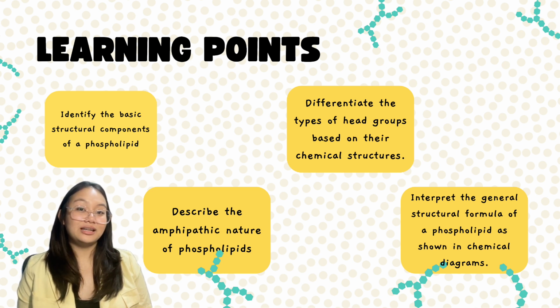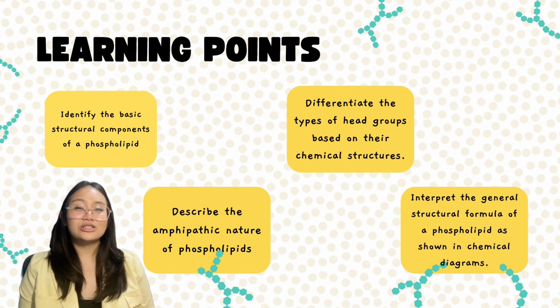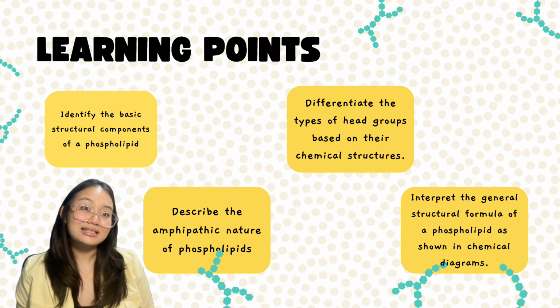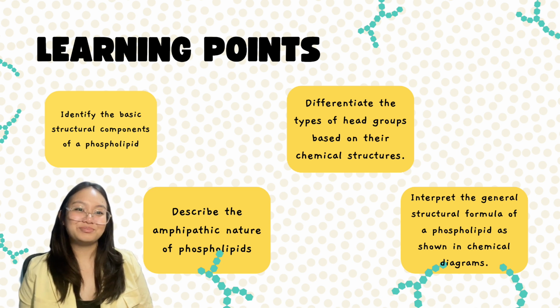of a phospholipid. Second, describe the amphipathic nature of phospholipids. Third, differentiate the types of head groups based on their chemical structures. And fourth, interpret the general structural formula of phospholipid as shown in chemical diagrams. And keep these outcomes in mind since we'll revisit them later at the end of our discussion.